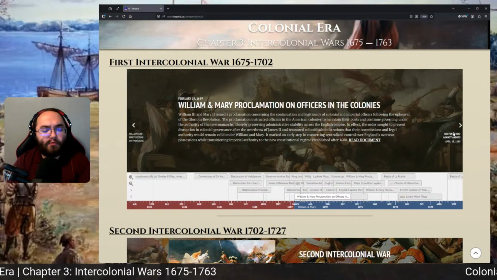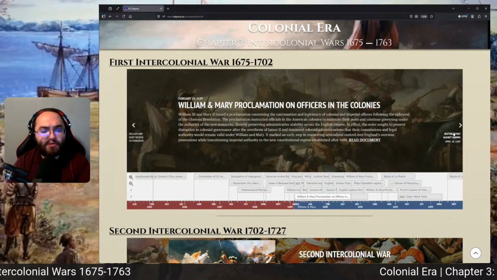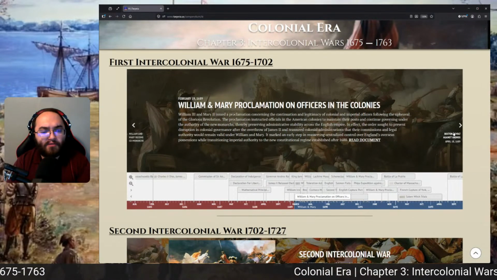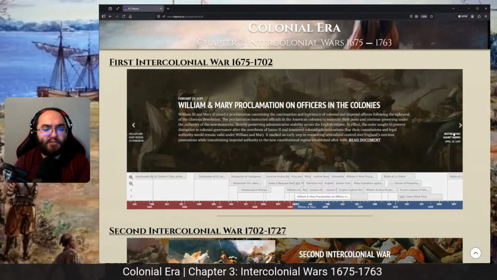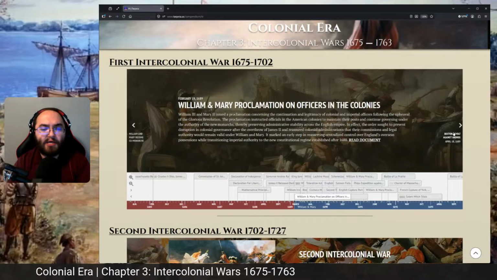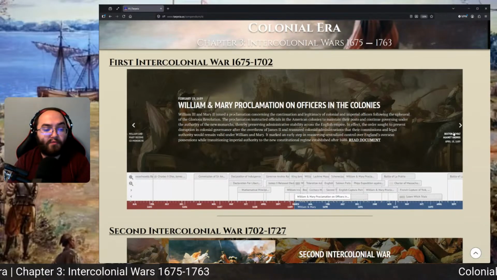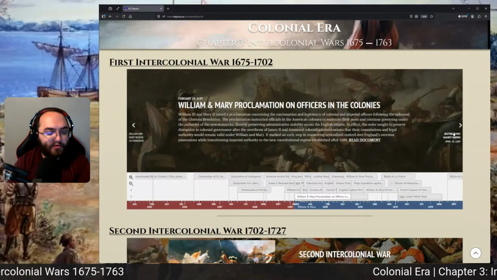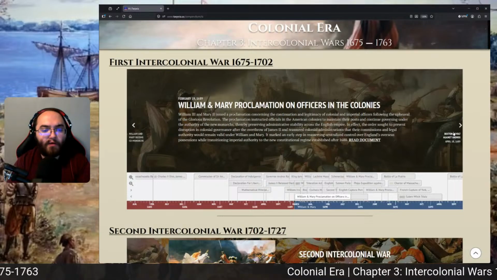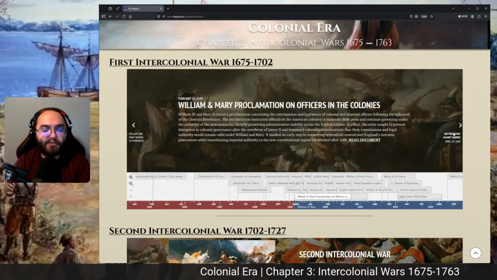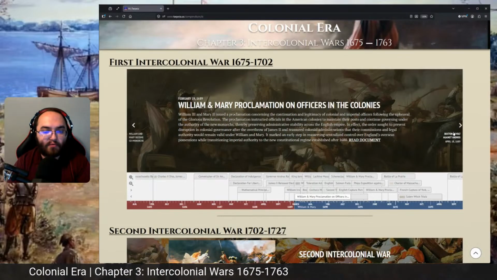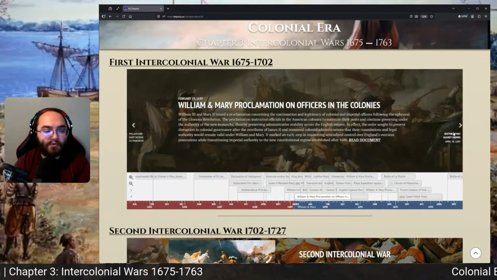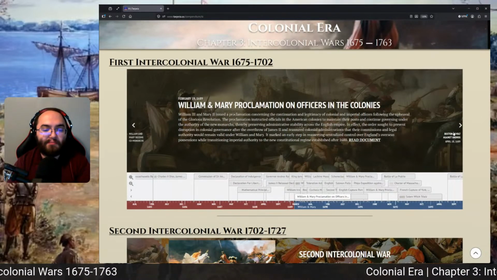William and Mary will pass some reforms onto the colonies. This proclamation instructed officials in the American colonies to maintain their posts and continue governing under the authority of the new monarchs, William and Mary, thereby preserving administrative stability across the English Empire. In effect, the order sought to prevent disruption in colonial governance over the overthrow of James II.